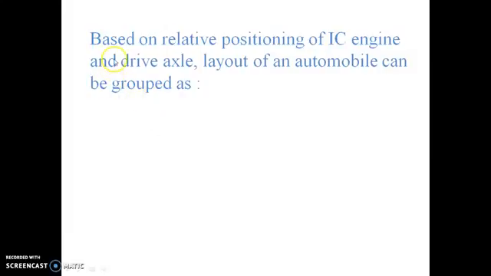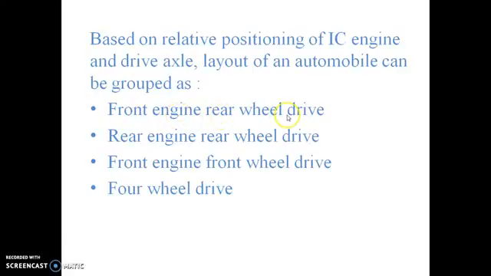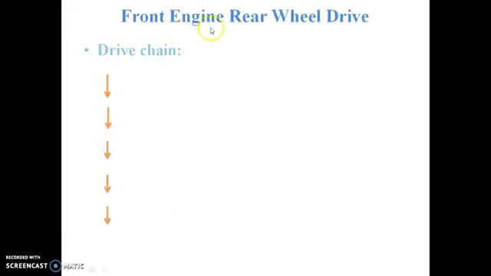But based on relative positioning of IC engine and the drive axle, the layout of an automobile can be grouped as front engine, rear wheel drive, rear engine, rear wheel drive, front engine, front wheel drive, and last is four wheel drive. The first is front engine, rear wheel drive.